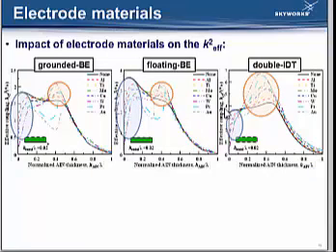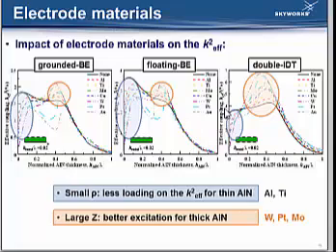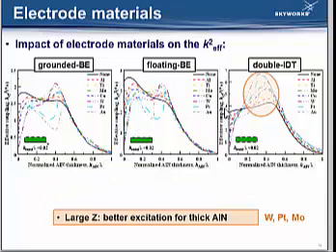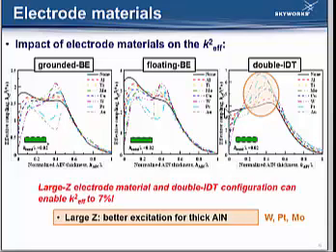This is a similar case for the other three electrode configurations. So light metals, like aluminum and titanium, are preferable for the bottom electrode to reduce the loading effect for thin aluminum nitride, and large acoustic impedance metals, like tungsten, platinum, and moly, are preferable for thick aluminum nitride to enhance the coupling coefficient. It's very interesting to notice that in this double IDT configuration, if large acoustic impedance material is used, the coupling can be as large as close to 7%.